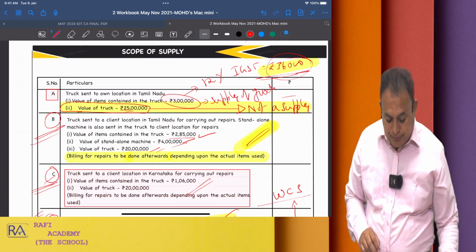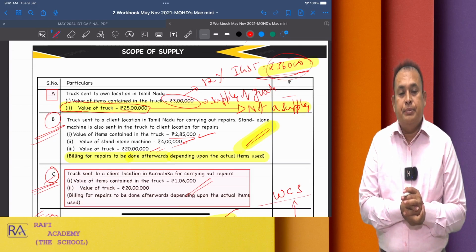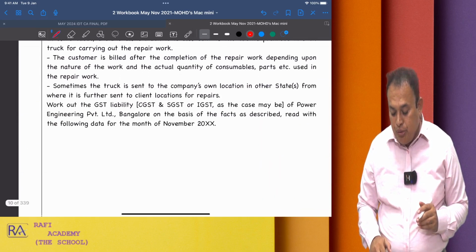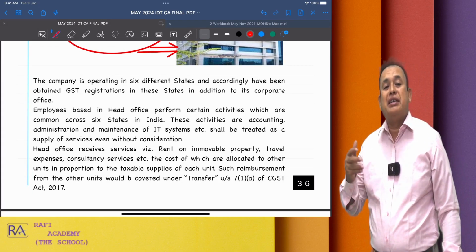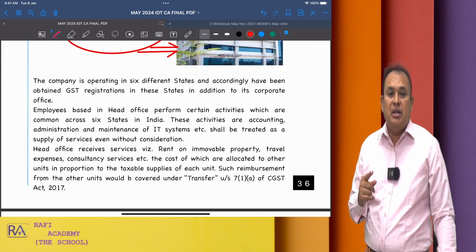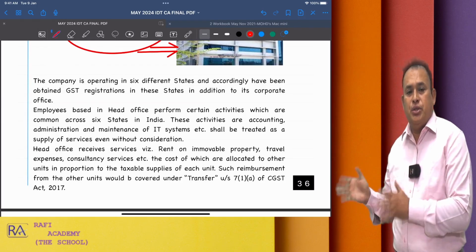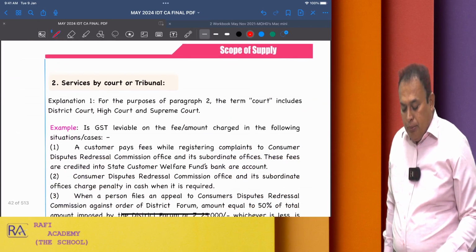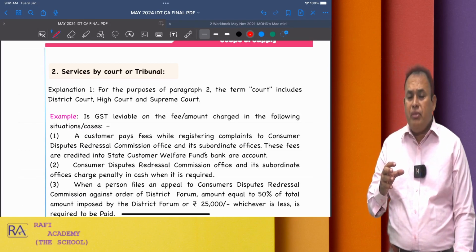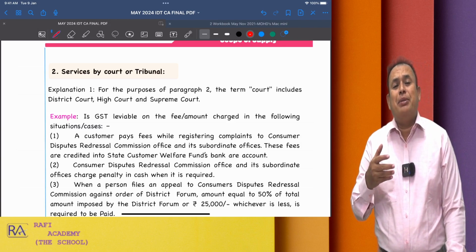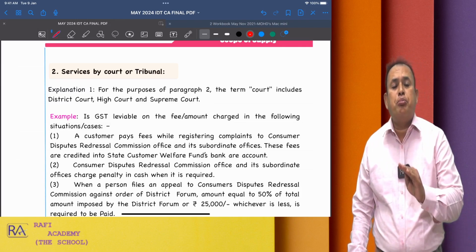Further, my dear friends, furthermore, referring to the concept of scope of supply, where supply excludes Schedule 3. In that, point number 1, employee providing services to the employer in the course of employment is not a supply, which I referred to you so far. Further, point number 2 talks about services supplied by the court or tribunal, which also falls under the category of supply excludes.